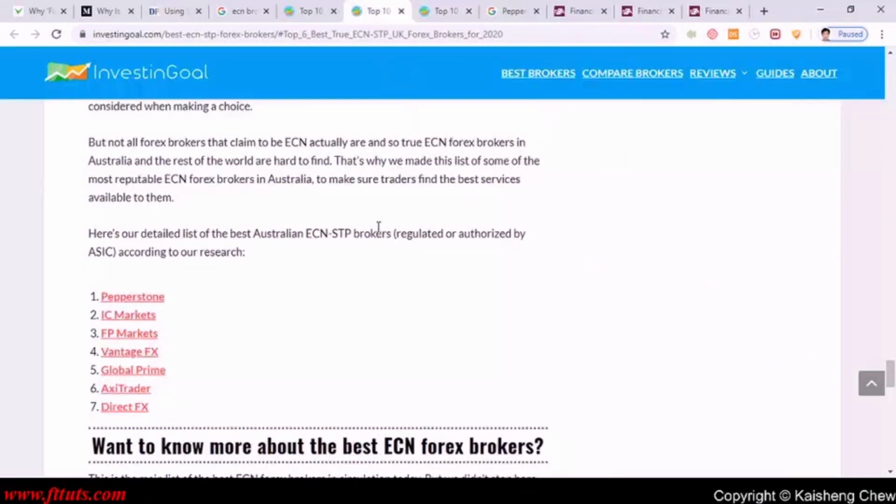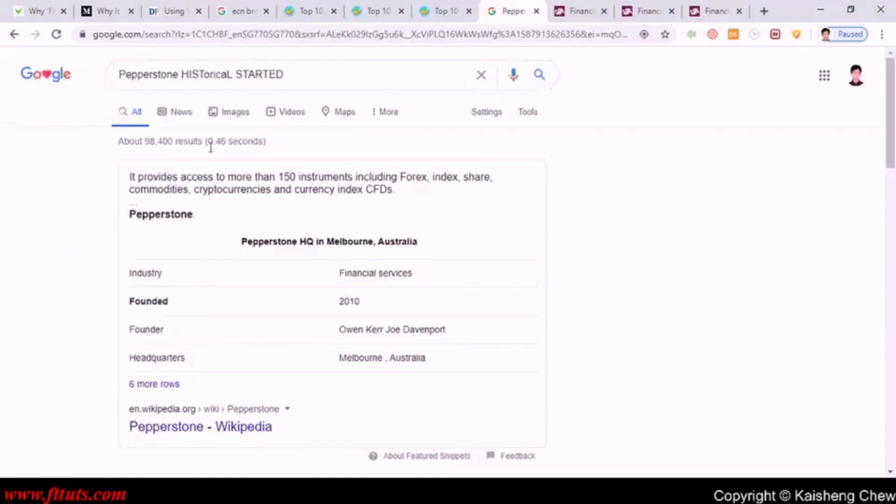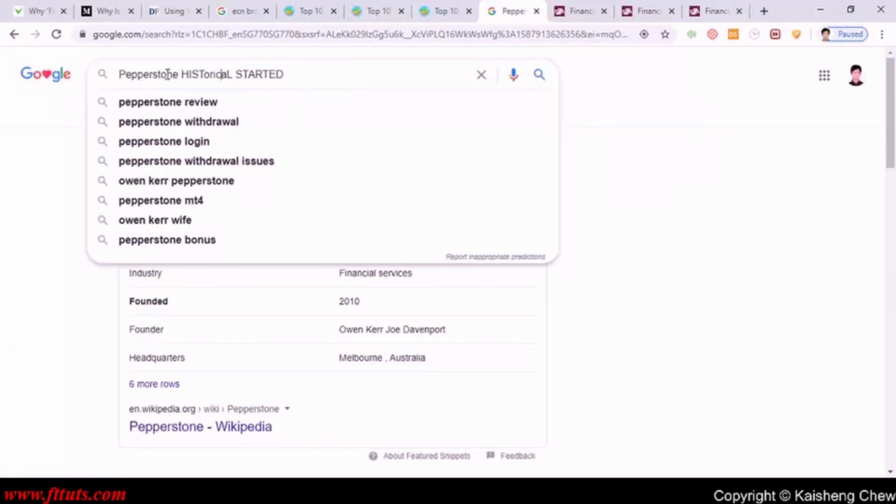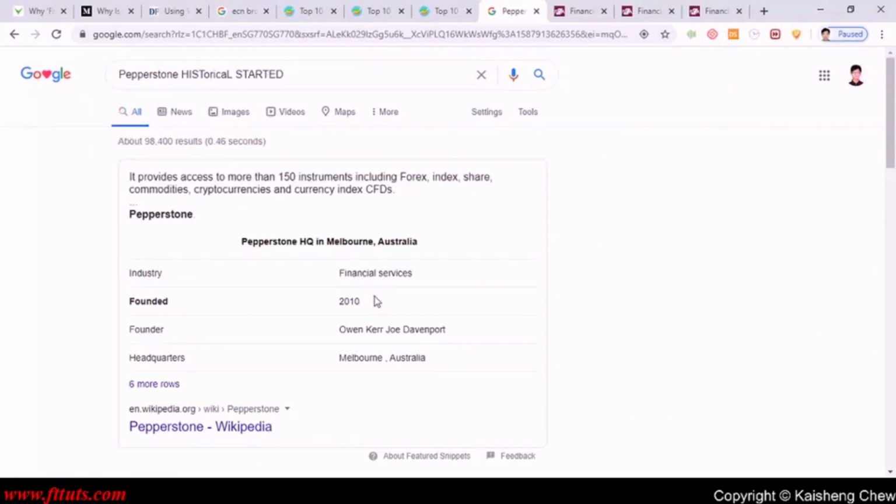after you choose the broker you want, you need to investigate how long the broker has been in the market. So you go to Google, type Pepperstone, maybe history, started, like that, and check their history. Pepperstone started about 2010, so about 10 years already.